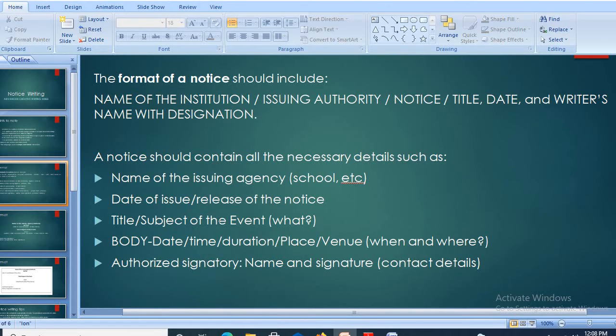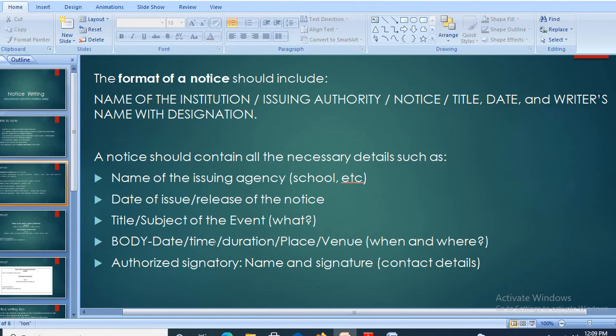Title or subject of the event. What is the title or the main subject of the event? That also has to be mentioned properly. Now remember, it has to be written within 50 words, okay dear students. The words in the body are actually counted. I repeat, the words in the body are actually counted.